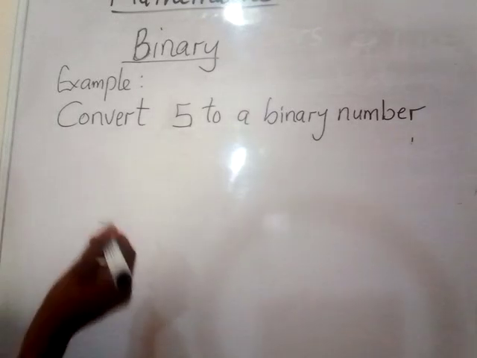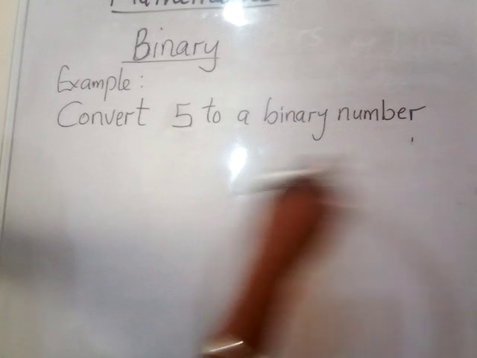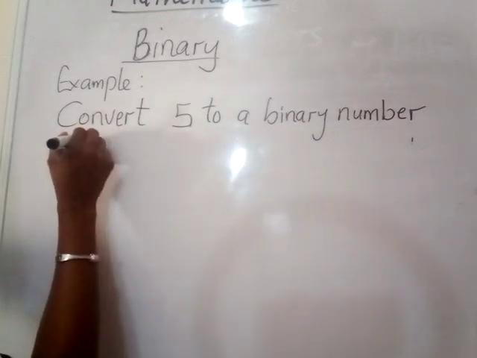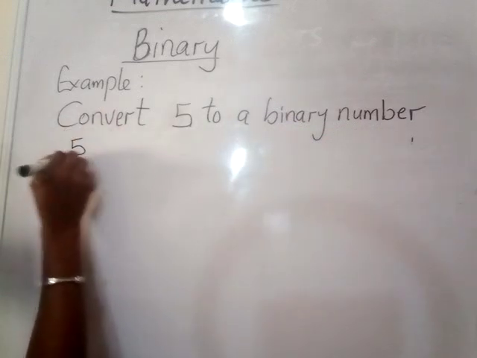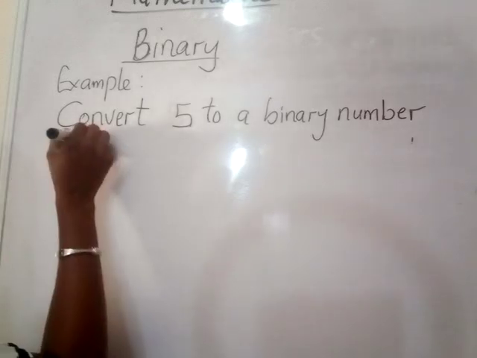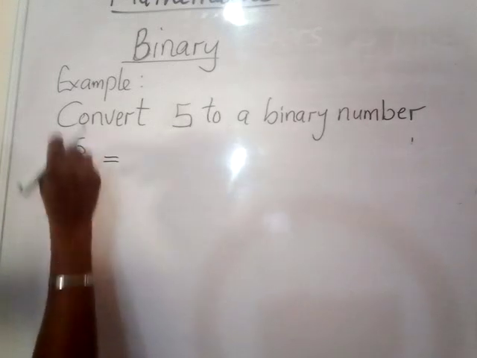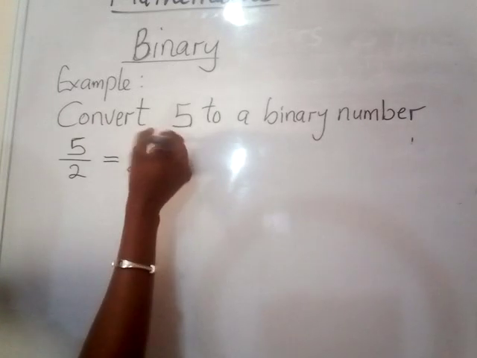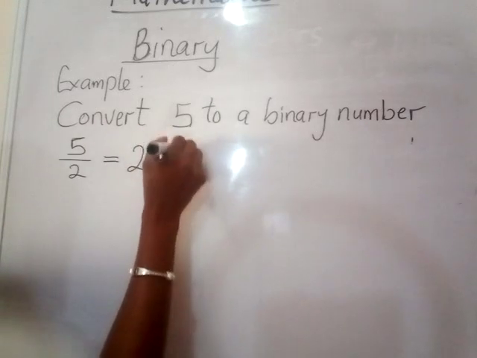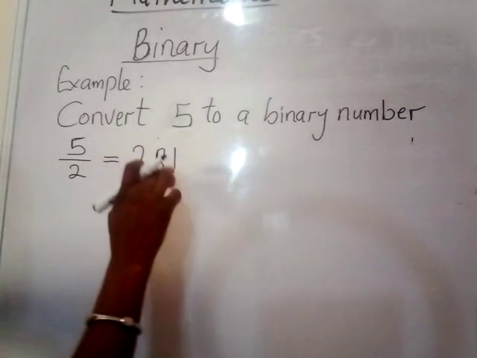Okay, so how do we go about this? You simply repeatedly divide this number until you get nothing else to divide by 2. So you start with 5 divided by 2. Now when you divide 5 by 2, 2 can divide 5 two times and there's a remainder of 1. We have 2, remainder 1.